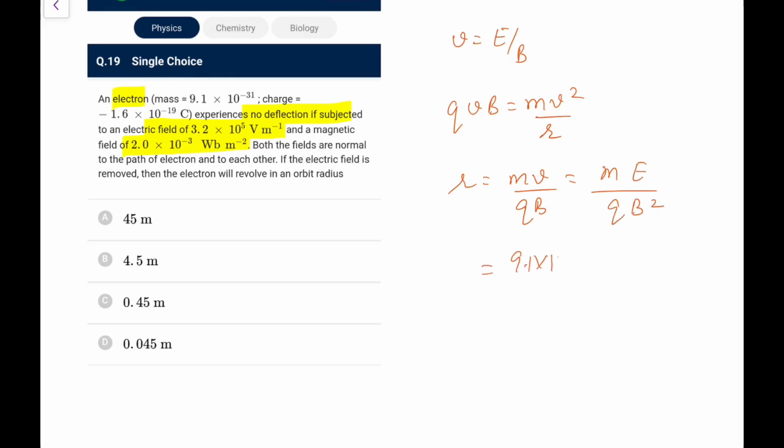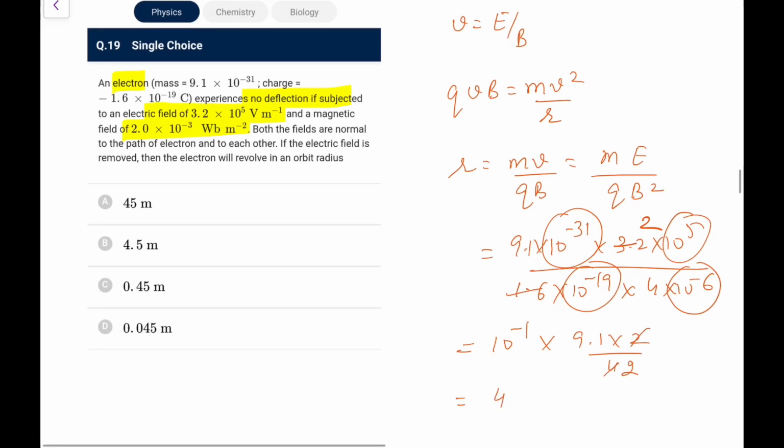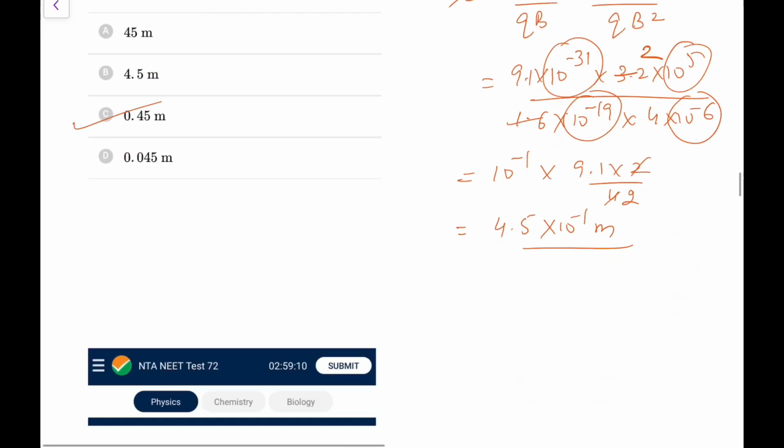So m is given, E is given, what is E? E is 3.2 into 10 to the power 5, q you all know, and B square, that would be 4 into 10 to the power minus 6. So now what you have, this is 31 and 19, that is 10 to the power minus 12. This will become 10 to the power 6 and 5, 11, so it is 10 to the power minus 1 now, into 9.1, and let's say this would be 2 by 4, so this is 2. So what it comes to is 4.5 into 10 to the power minus 1 meter, that is 0.45 meter. Not that tough a calculation, you can make it out.